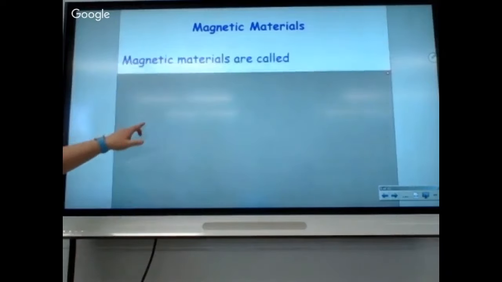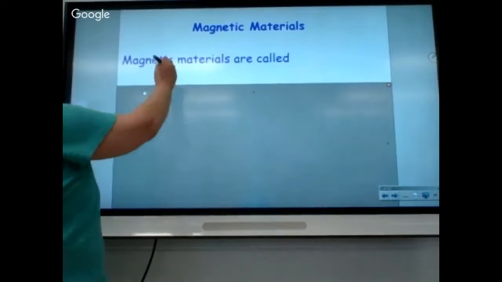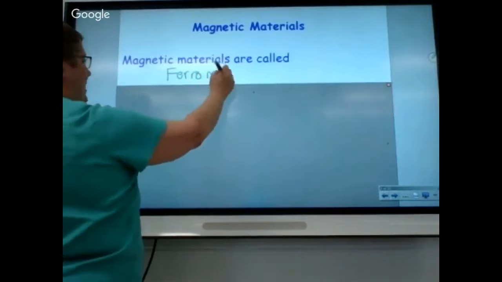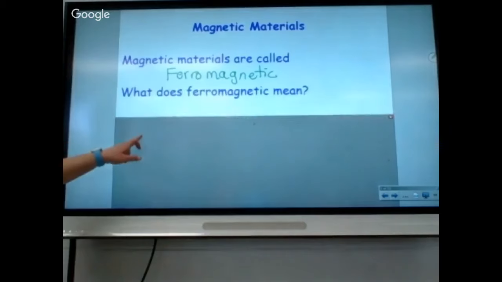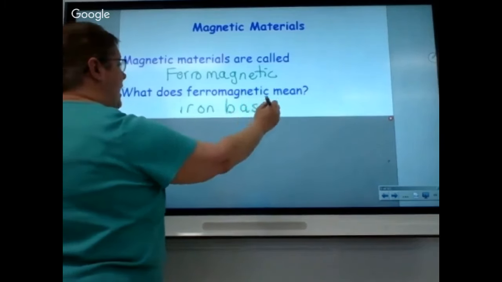All right. Magnetic materials have a special name. They're called ferromagnetic. What does it mean to be ferromagnetic? That means iron based.